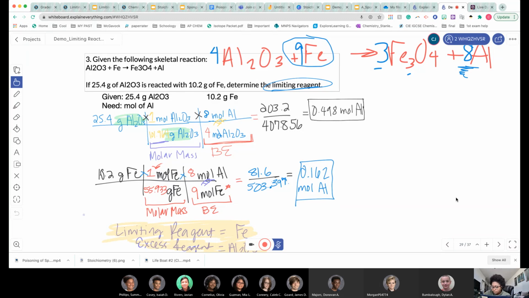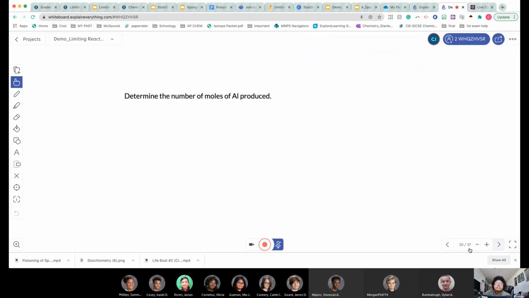All right. Part B. Question B says, determine the number of moles of aluminum produced. Oh my gosh, look at us crushing the game. Okay, moles of aluminum produced. Well, somebody talk me through it. How can I figure this out? Do I technically already know this answer? Yes.